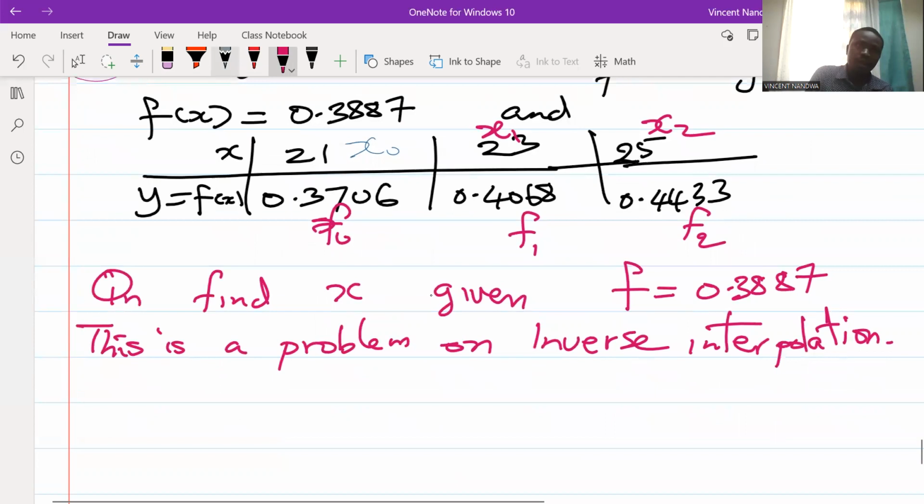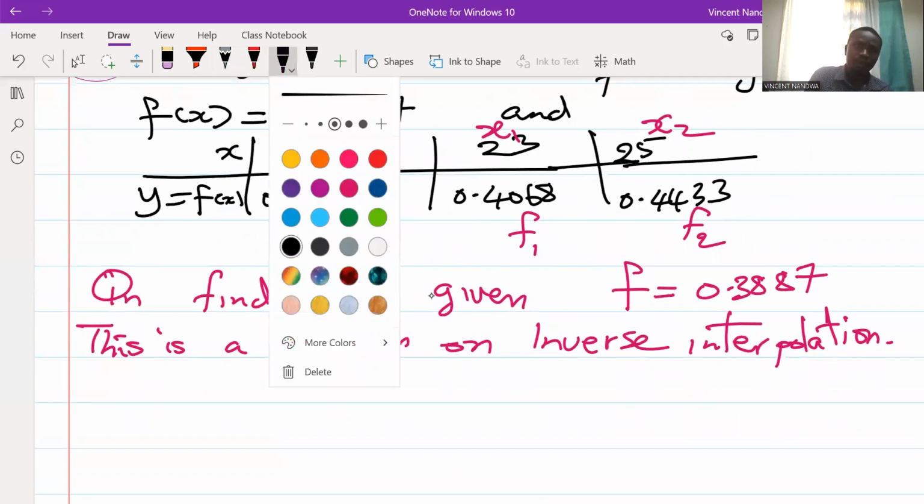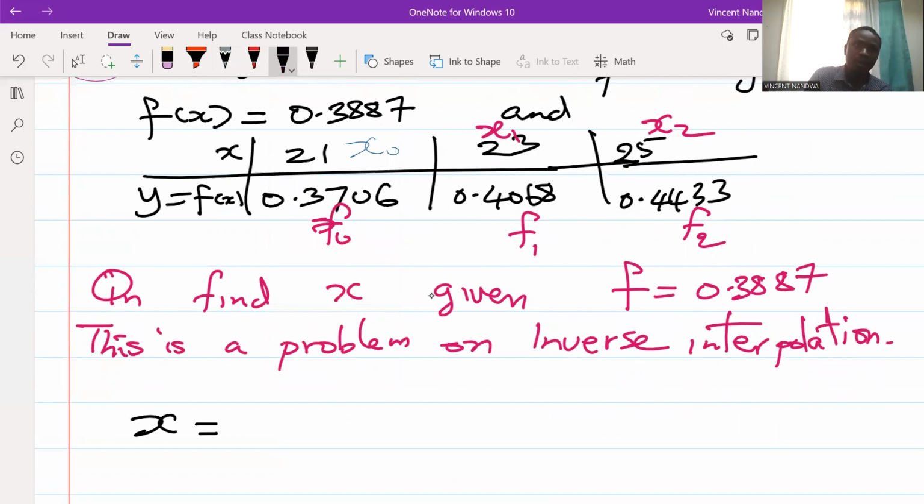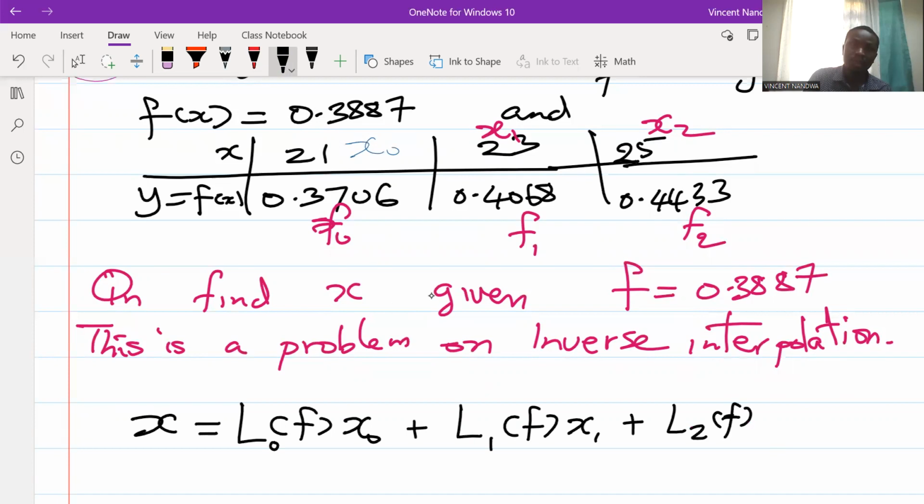So by default, the formula will be x is given by L naught of f times x naught plus L1 of f times x1 plus L2 of f times x2. The same way you deal with direct Lagrange interpolation, in the same way we write the formula for the inverse interpolation, but the slight variation is that x takes the role of f and f takes the role of x.